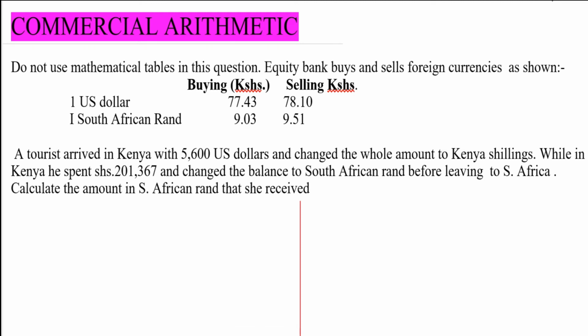A tourist arrived in Kenya with 5,600 US dollars and changed the whole amount to Kenyan shillings. While in Kenya, he spent 201,367 and changed the balance to South African rand before leaving to South Africa. Calculate the amount in South African rand that she received.